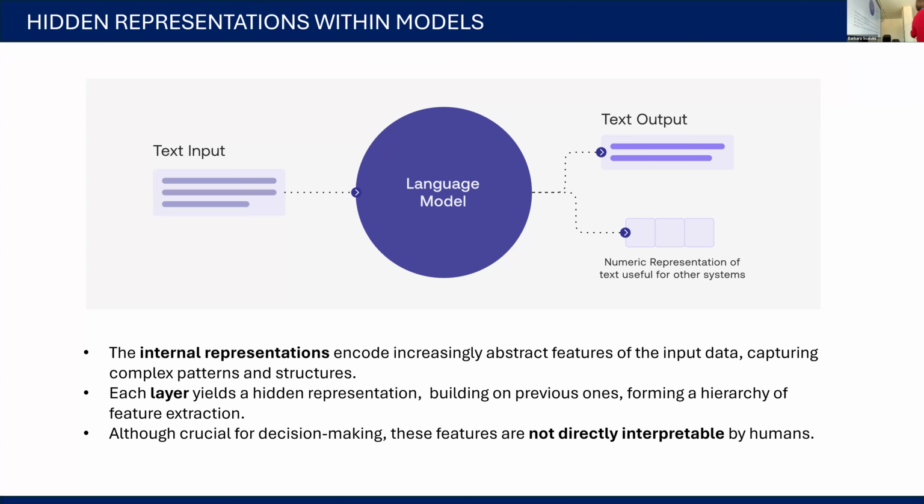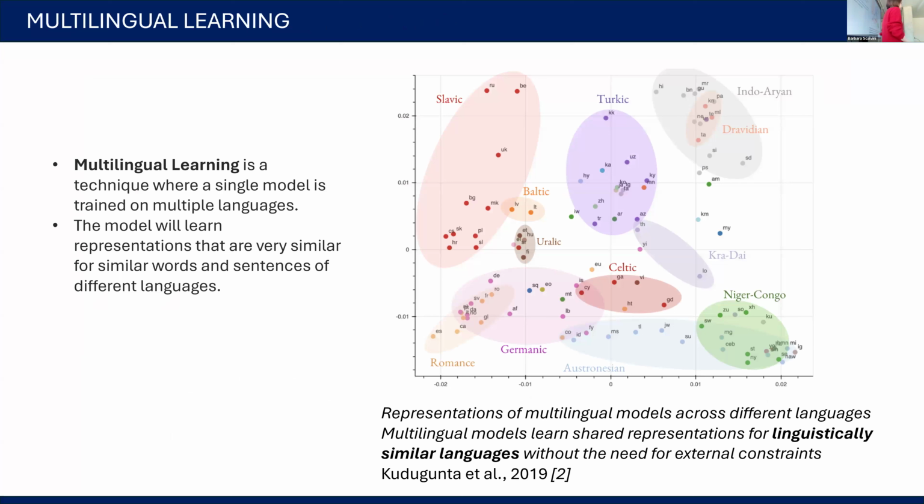So basically the meaning of what we're talking about. This is what we know, and this is what we're also going to be looking into later on. But these internal representations have also quite some interesting features that we can exploit. One of these is that if you take different languages and train them together in these models, they will end up, even without constraints, creating internal representations that are similar for similar languages.